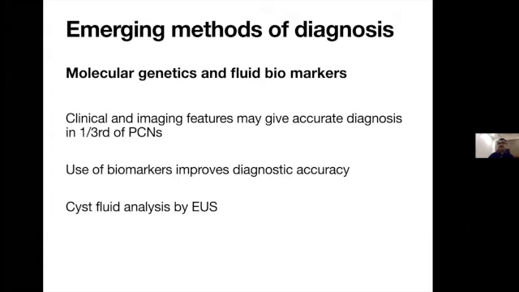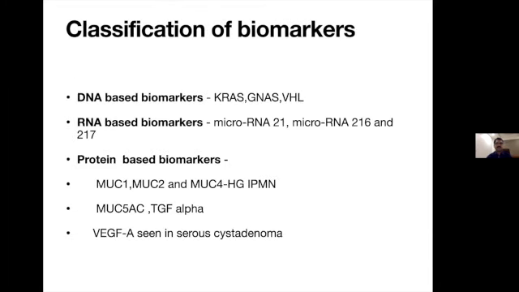There are some emerging methods of diagnosis. If you know the diagnostic tools for pancreatic cystic neoplasm, only around 1/3 of pancreatic cystic neoplasms can be accurately diagnosed by CT or MR, looking at the characteristics. The remaining 2/3 will require endoscopic ultrasound guided aspiration, and some of them still require biomarkers for better characterization and diagnosis.